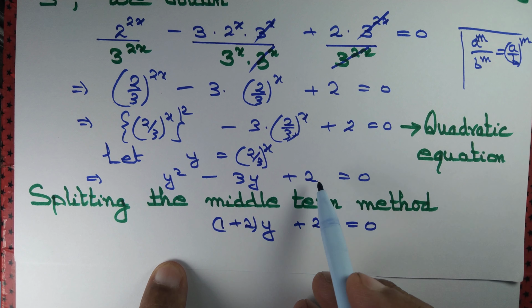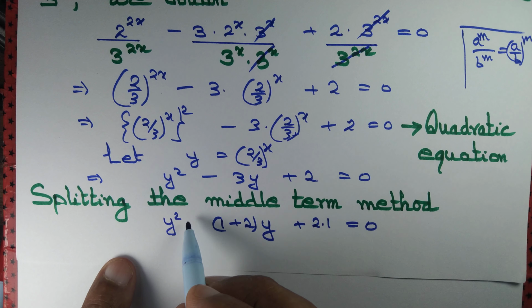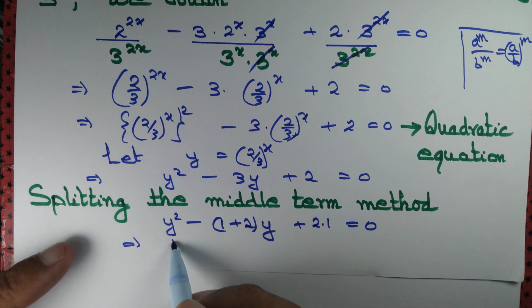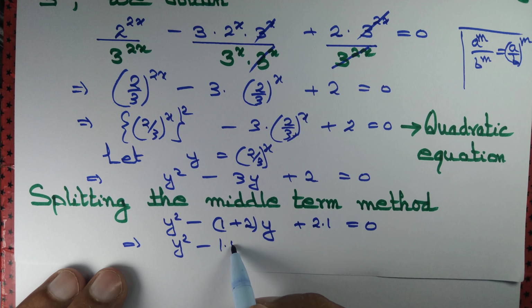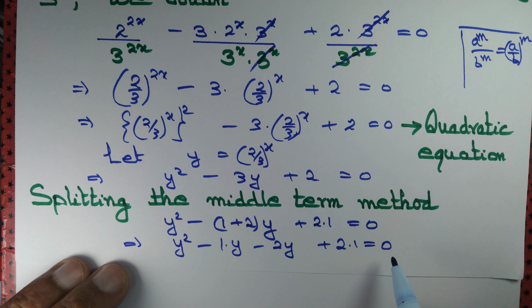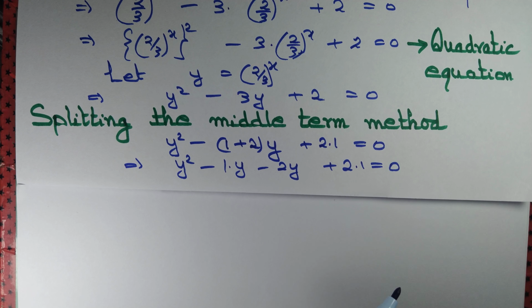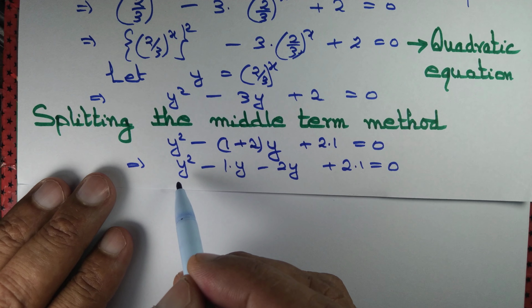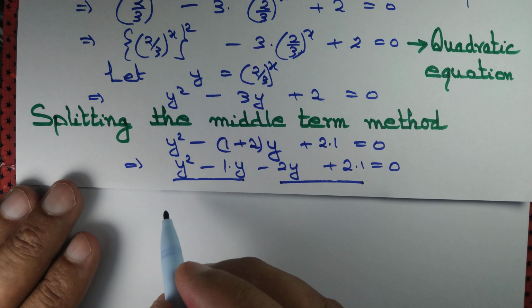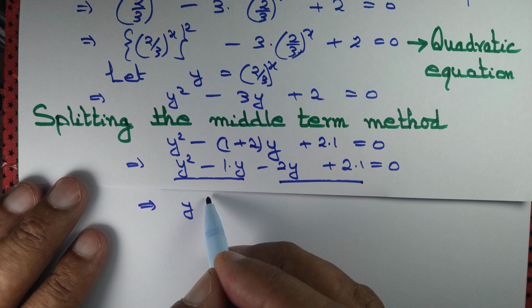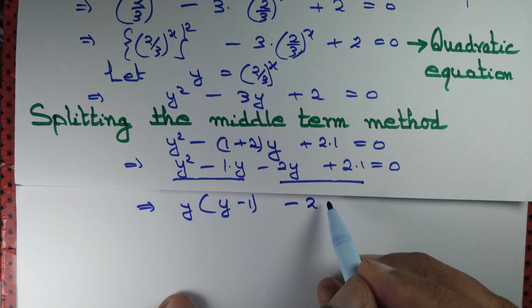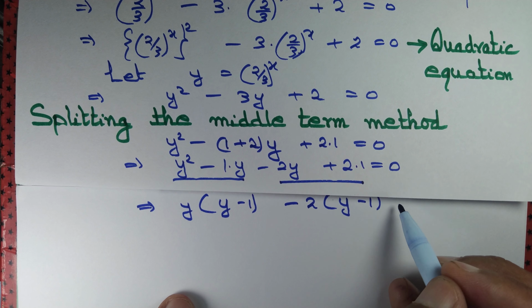And observe that 2 into 1 is 2. Y square you copy as it is, minus you copy as it is. That can be written as y square minus 1 into y minus 2 into y plus 2 into 1 equal to 0. Now you see that we can take y common and we can take minus 2 common. If we take y common, we are left with y minus 1, and if we take minus 2 common, we are left with y minus 1, equal to 0.